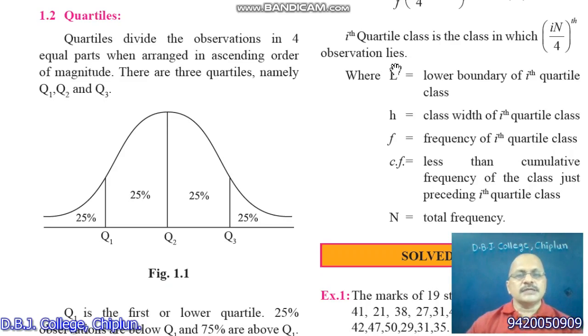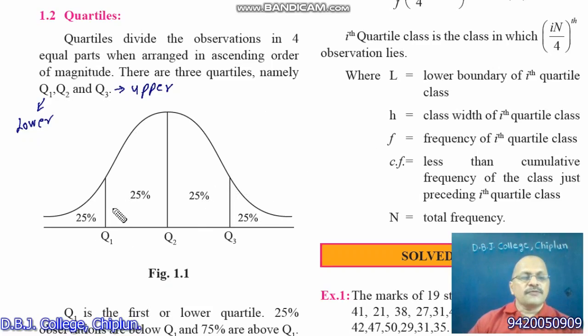Median is one such partition value that you have studied already. Let us see now quartiles. Quartiles divide the observations into 4 equal parts when arranged in ascending order of magnitude, where there are 3 quartiles, namely Q1, Q2, Q3. Q1 is called the lower quartile, Q3 is called the upper quartile. Lower quartile, upper quartile and middle quartile. These are the quartiles which divide the data into 4 equal parts.